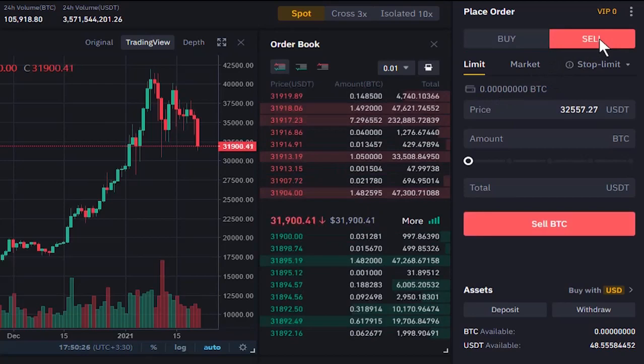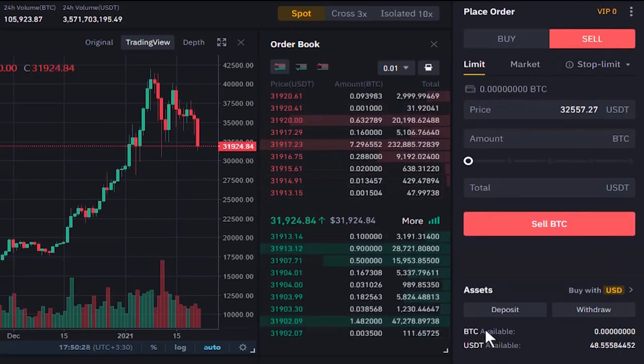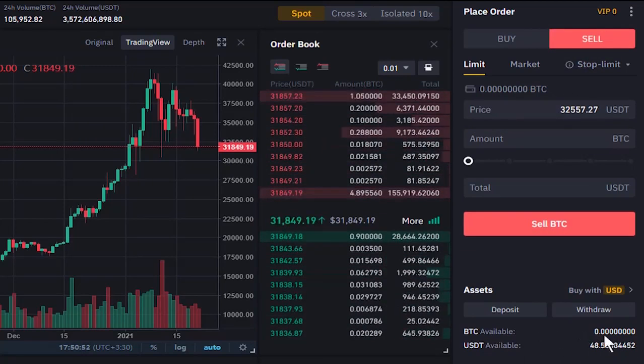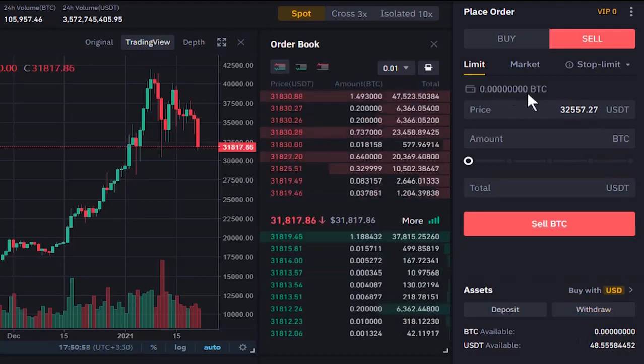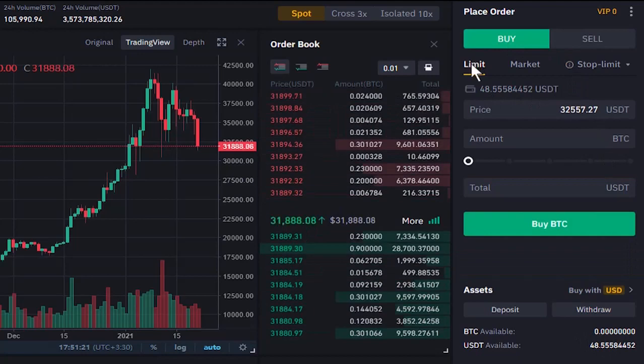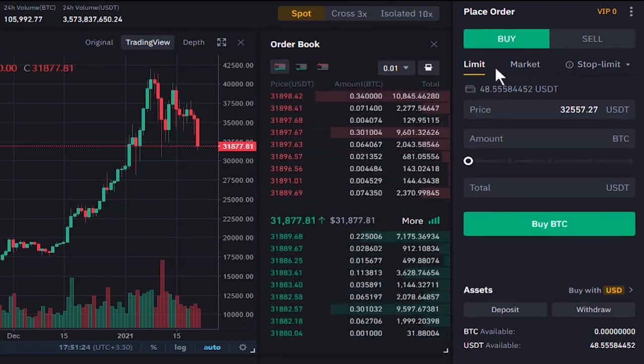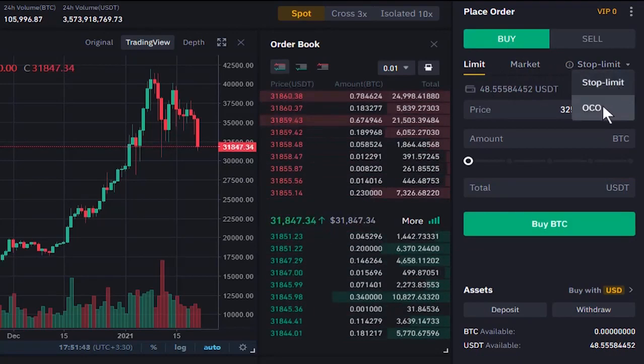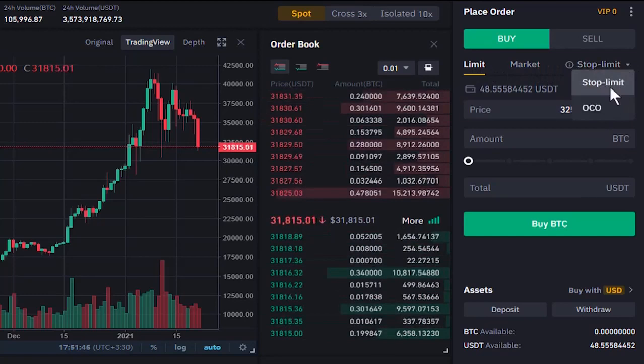And to sell Bitcoin, you must have Bitcoin available, which we don't have any BTC right now. And here it also shows that we don't have any Bitcoin to sell. We go back to buy tab, and below that you see that we have 3 tabs. Actually it's 4, and the other is inside stop limit, as you can see here.